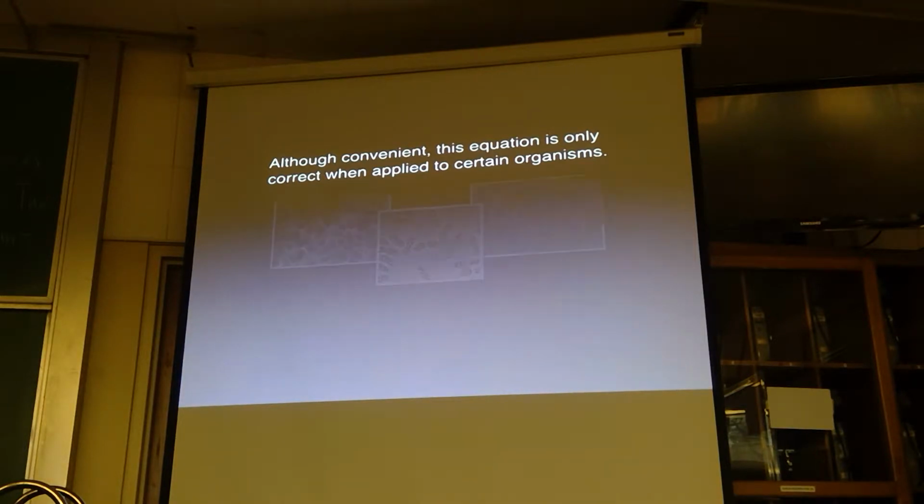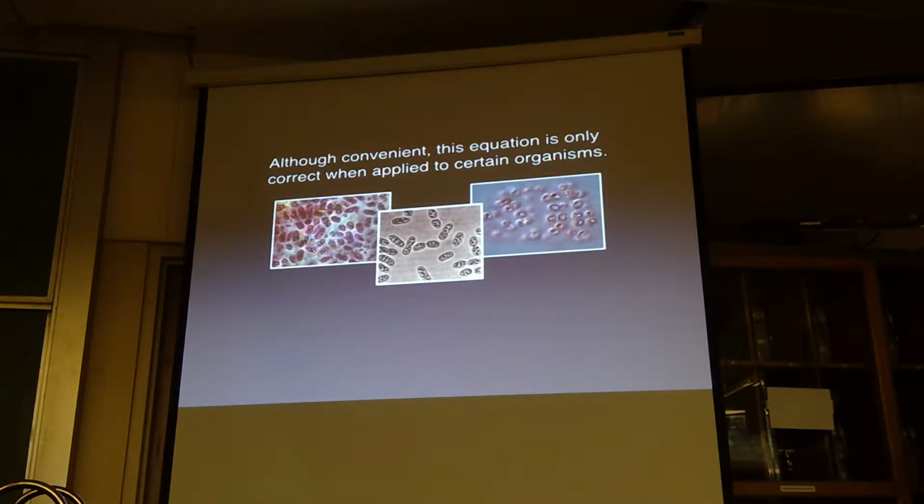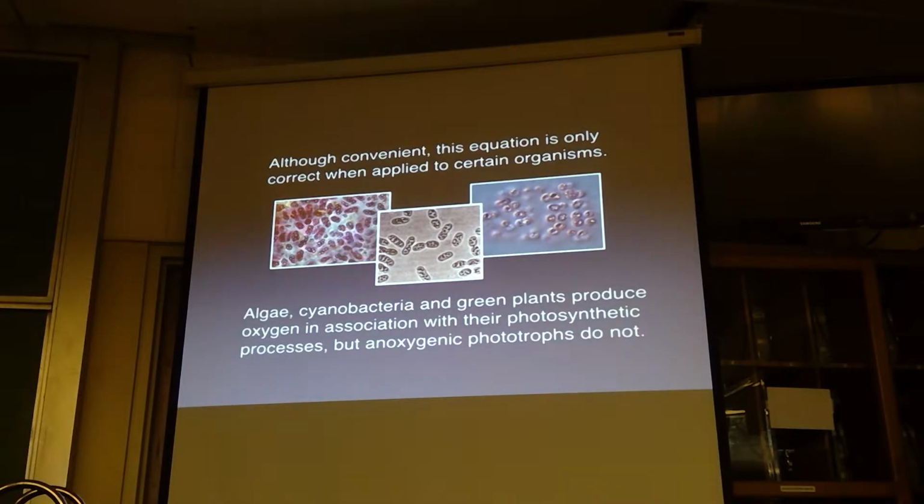So this equation is only sometimes accurate. If you're talking about these organisms, it's never accurate because these are anoxygenic phototrophs. So these are the green and purple sulfur bacteria. Those guys can carry out photophosphorylation. They never produce oxygen as a byproduct. They're anoxygenic. And then we've also seen that although algae and cyanobacteria and green plants produce oxygen, they don't always produce oxygen. If they're running a cyclic photophosphorylation process, then they don't, because they don't split water. The only time they split water is if they're running non-cyclic.